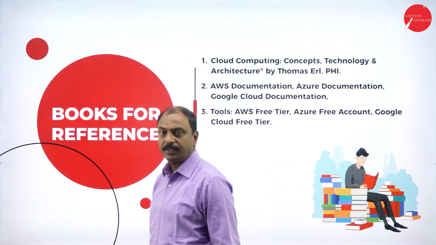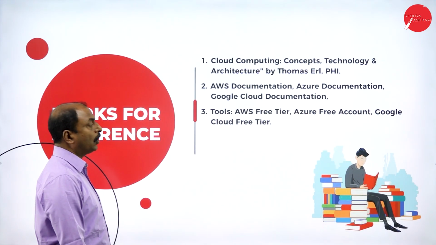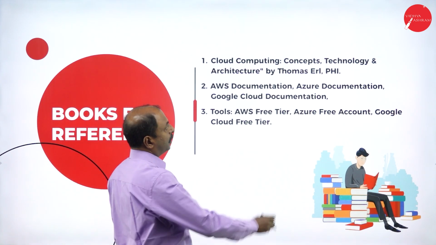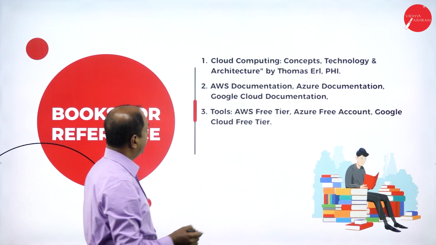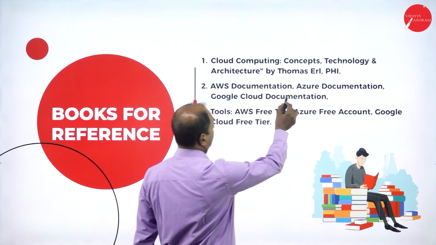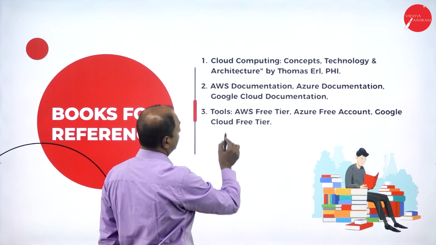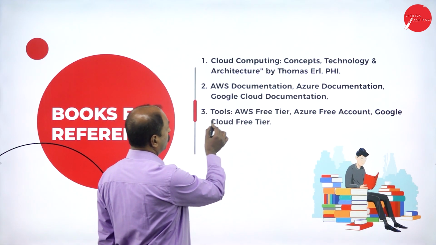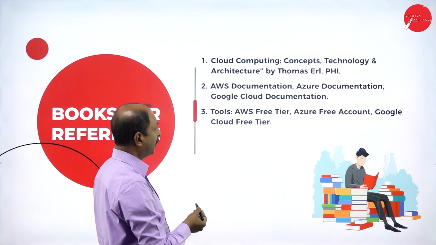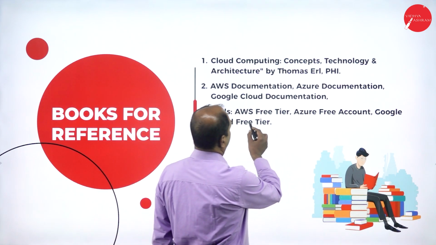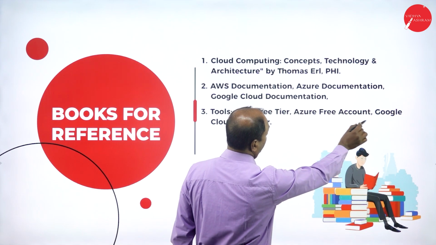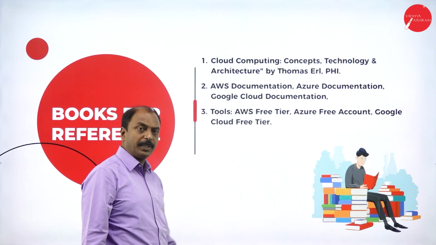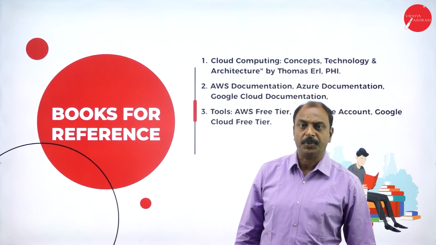In the next slide, we will see the reference material of this paper. The first one is Cloud Computing by Thomas L. Erl, PHI. The second one is AWS documentation, Azure documentation, Google Cloud documentation. This is another book. And next one is tools, which are for cloud services: AWS free tier, Azure free account, Google Cloud free tier. These are all the reference books and study material for the paper cloud computing.